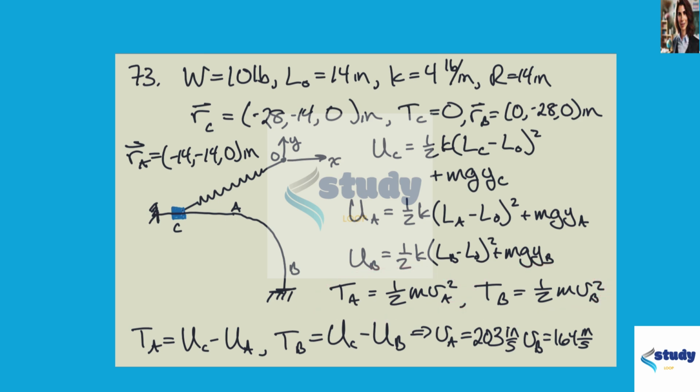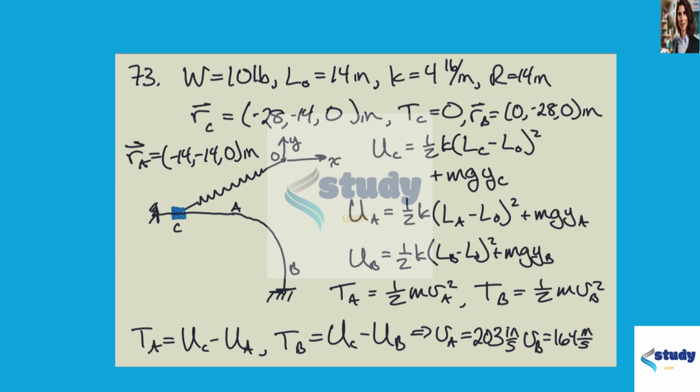And because there's no kinetic energy at C, we know the kinetic energy at A is the potential energy at C minus the potential energy at A, and the kinetic energy at B is the potential energy at C minus the potential energy at B. That gives us an equation for VA, and this gives us an equation for VB. And we find that VA is 203 inches per second, and VB is 164 inches per second.